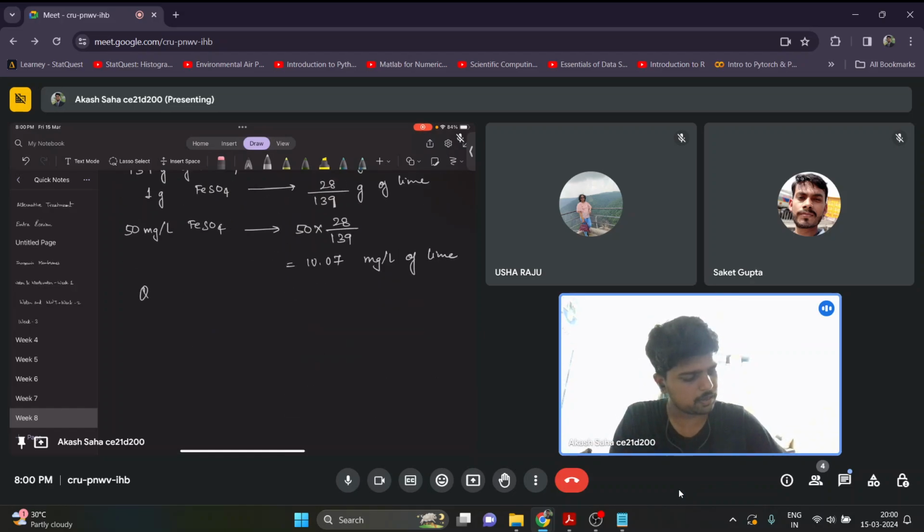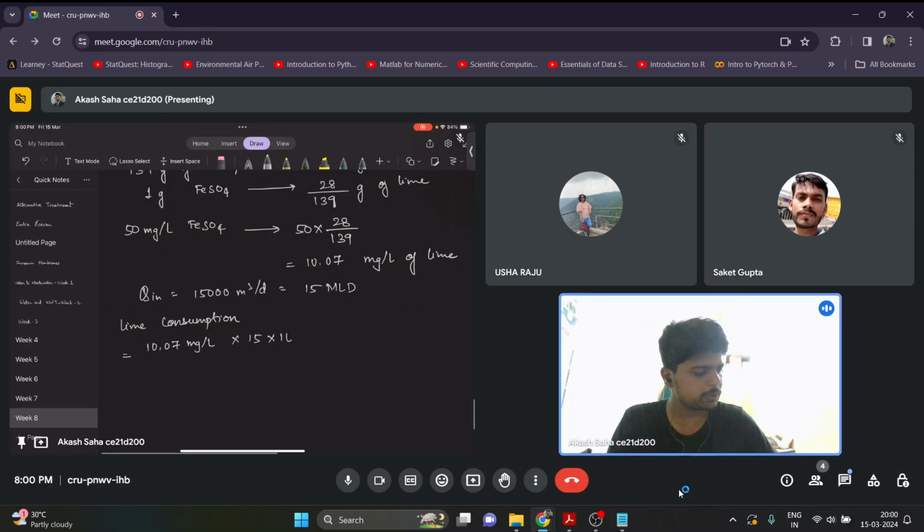My flow rate is given as 15,000 meter cube per day, or I can write it as 15 MLD. So my lime consumption will be 10.07 milligram per liter into 15 into 10^6 liter per day, divided by 10^6 to convert from milligram to kg. Okay, so we'll get 151.07 kg per day. So this much lime is required.